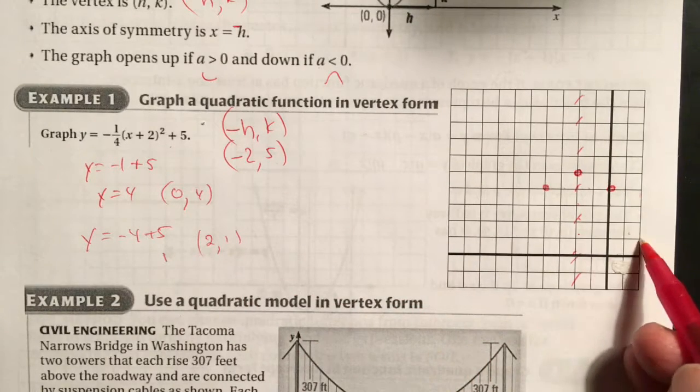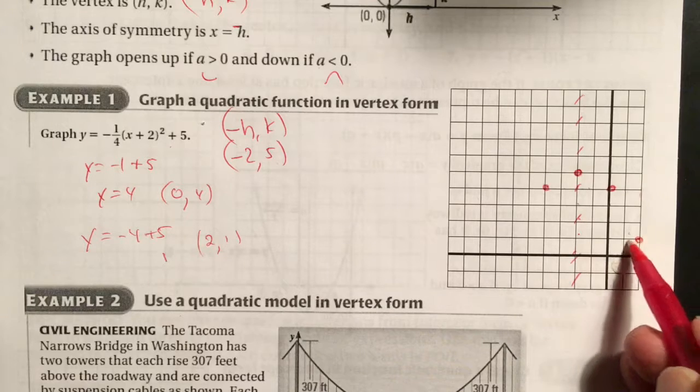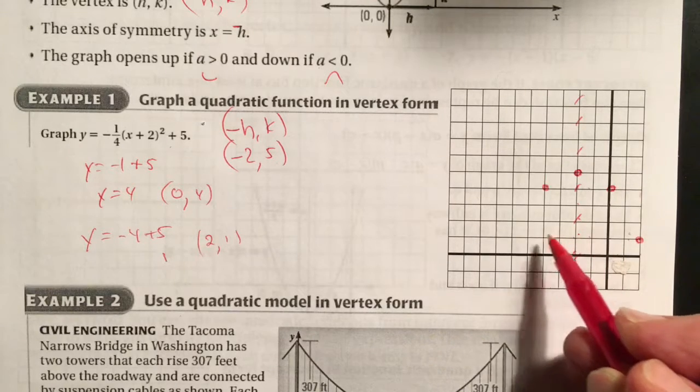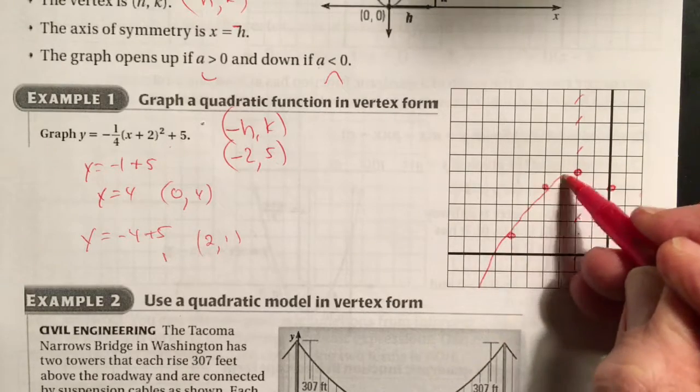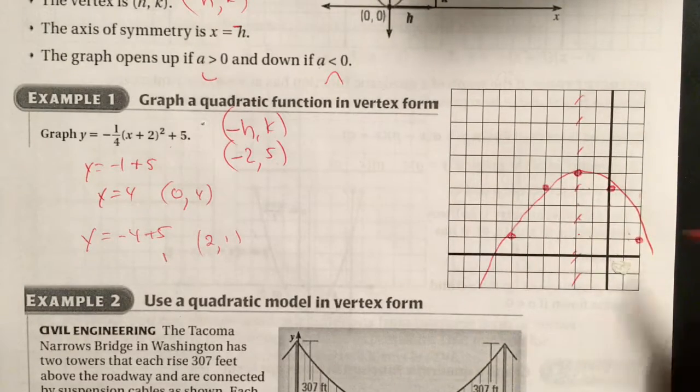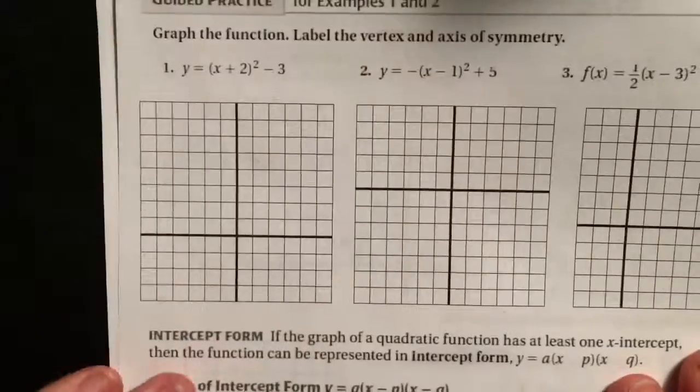So 1, 2, up 1. Mirror across, it's 4 away. So 1, 2, 3, 4. And that fills our graph. Oops, I missed over here. Let's try a few more. On the next page, we'll try numbers 1 and numbers 2, I guess, quickly.